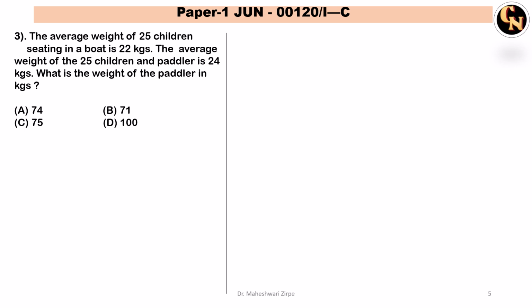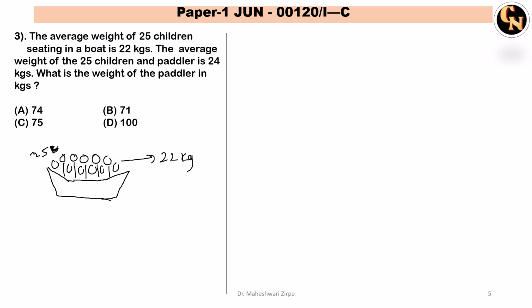The average weight of 25 children sitting in a boat. So there is a boat, and in that boat there are 25 children sitting. Let us suppose these are 25 children sitting here. The average weight of the children is 22 kg, they are saying. And how many children are there? 25 children are sitting in a boat, and their average weight is 22 kg.